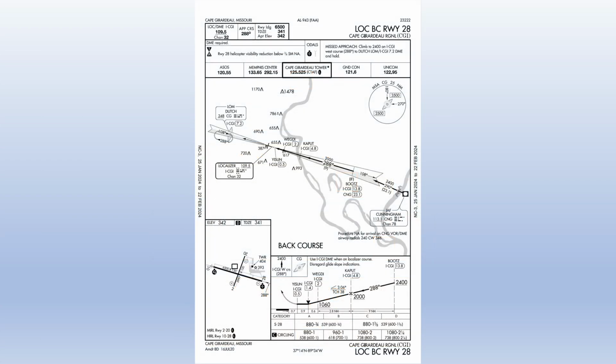Most localizer back course approaches will have minimums of around 500 feet for the ceiling and between 3/4 and 1 mile visibility depending on approach lighting, but like any other approach, it will depend on terrain and other local factors.